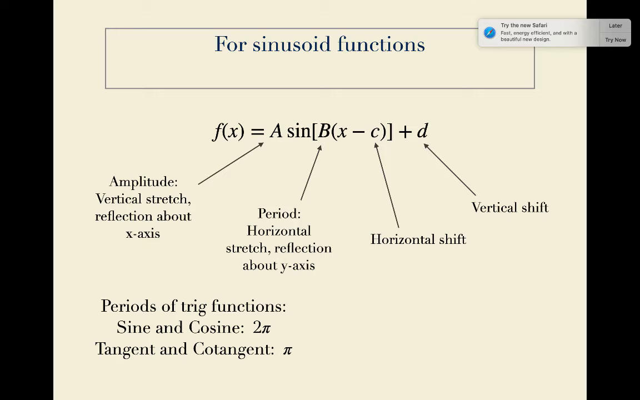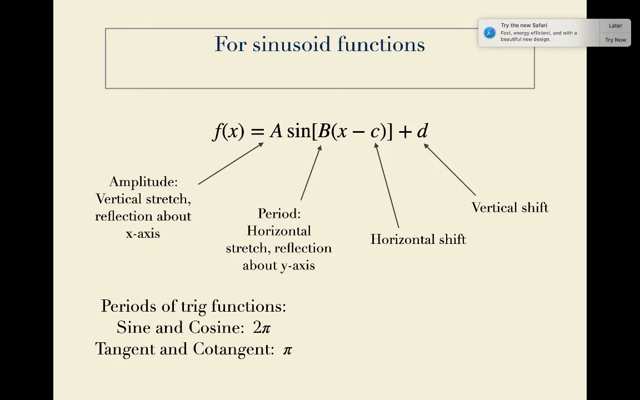The B is your period. How often does the sinusoid repeat? It also gives you your horizontal stretch, and if it's a negative, it's going to reflect it around the y-axis. The C is your horizontal shift, which way you're going left and right on the x-axis, and the D at the end is your vertical shift. How much does it move up or down on your graph?